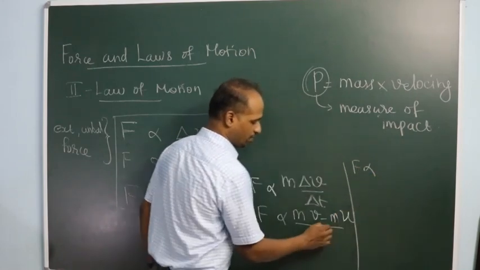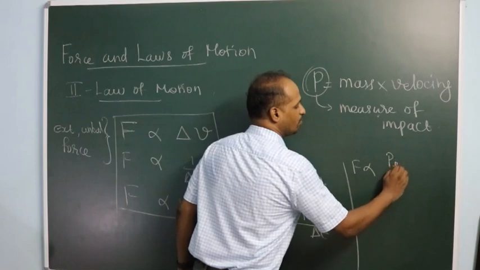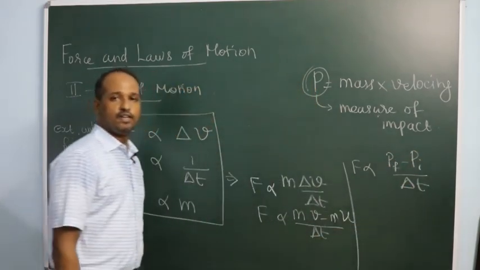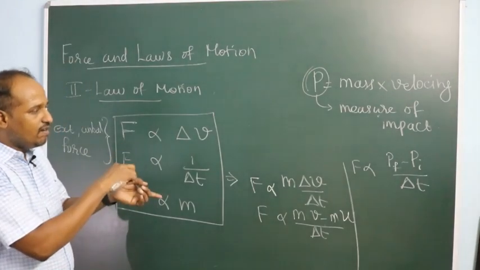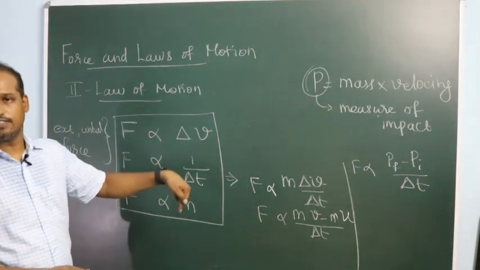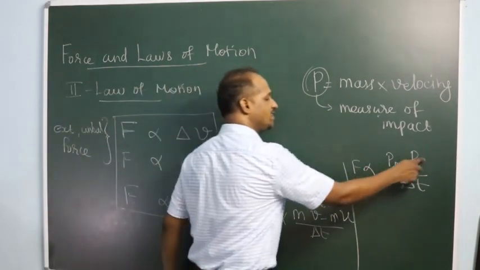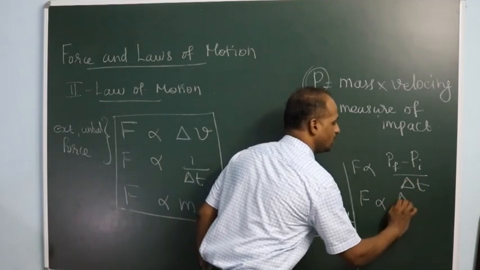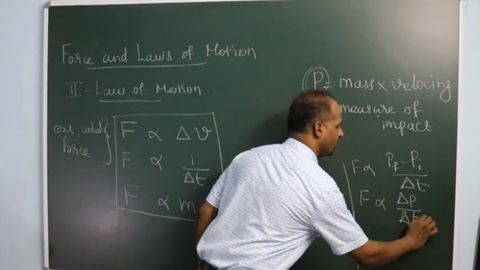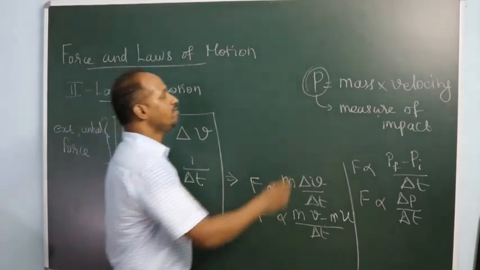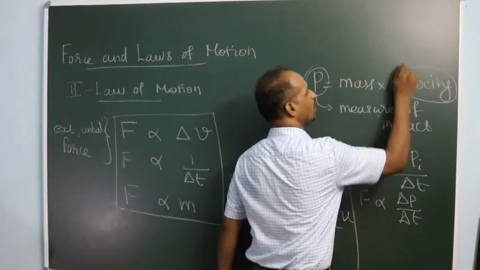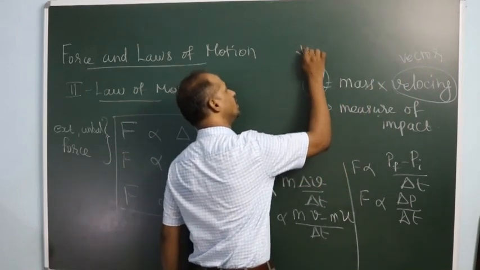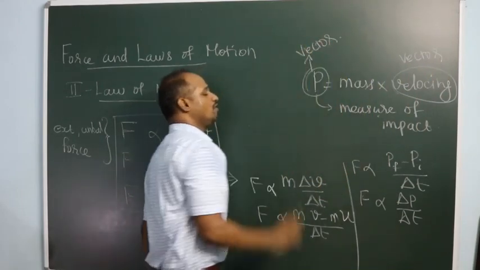F is proportional to, from this side, final momentum minus initial momentum by time taken or time interval. See, final velocity minus initial velocity is change in velocity. Final momentum minus initial momentum is change in momentum. So F is proportional to change in momentum by time taken. So because momentum is a product of mass and velocity, velocity is a vector, momentum is also a vector.